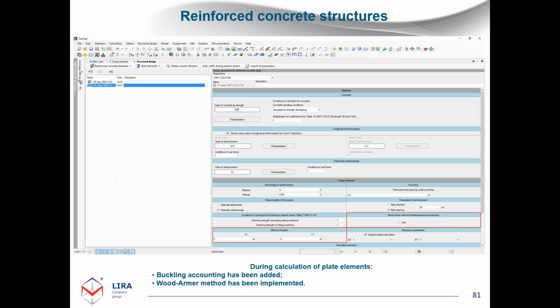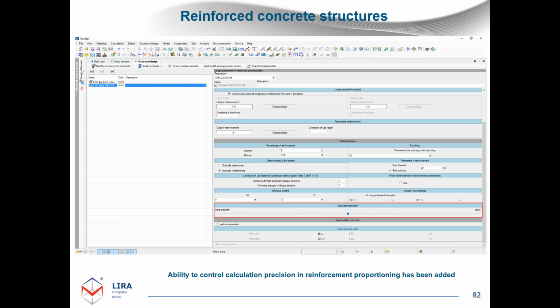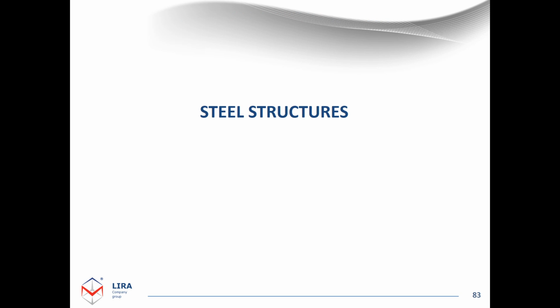For plate elements, we've added accounting of buckling and implemented the Wood-Armer theory of reinforcement proportioning. Now it's possible to manage the accuracy of calculation during reinforcement proportioning for plate and bar elements. Using this slider that is highlighted in red, you can set the required balance between speed and accuracy of calculation.